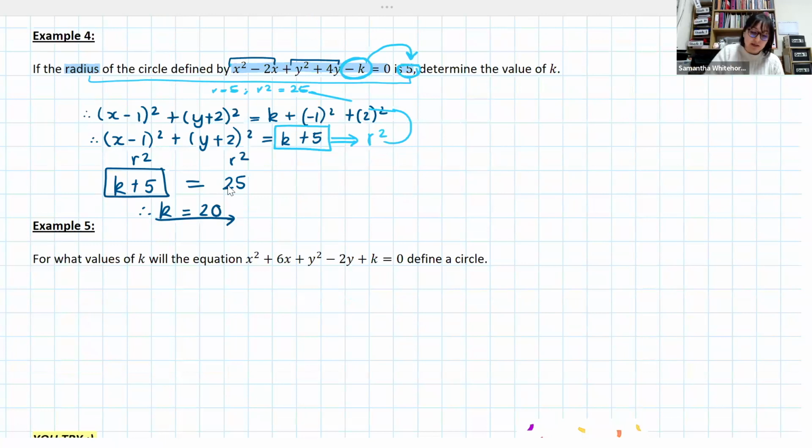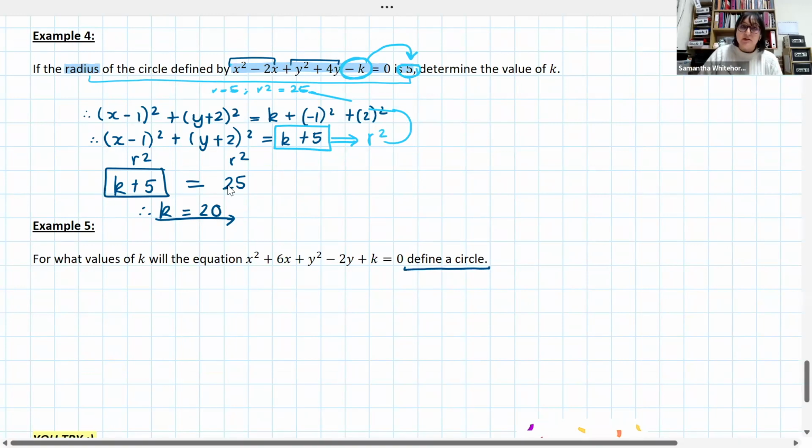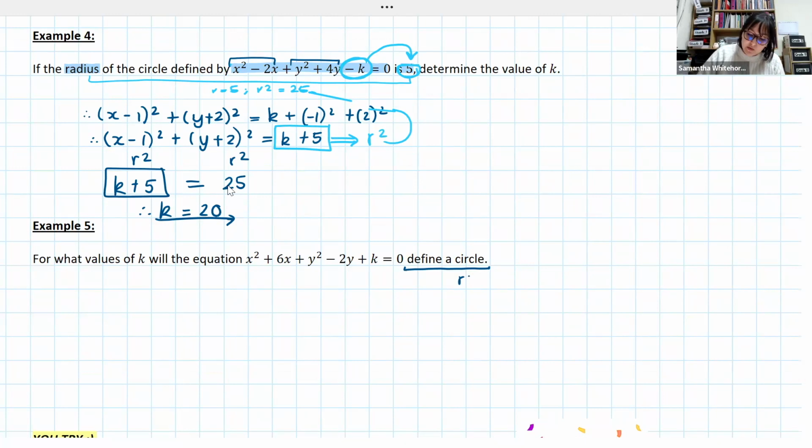The only thing I'm going to say here is it says, for what values of k will this equation define a circle? A circle is only defined when the r squared value is greater than 0. Why? Well, because a circle must have a radius, otherwise it's just the center point. So there must be a radius value, which means it has to be greater than 0. And so use that information to go and figure out for what value of k the circle would be defined, or it would define a circle.